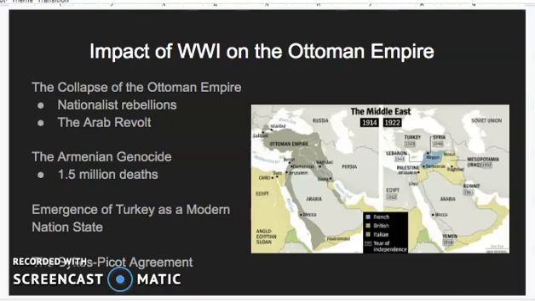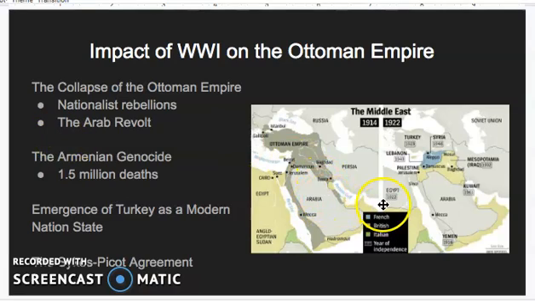Basically what happens is the Ottoman Empire joins the side of the Germans and the Austrians, but the war effort is super costly and super unpopular. So you get people all over the Ottoman Empire revolting against the Ottoman government and trying to fight for their independence. The most important of these was the Arab Revolt.